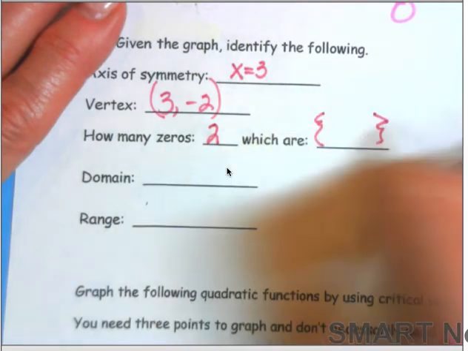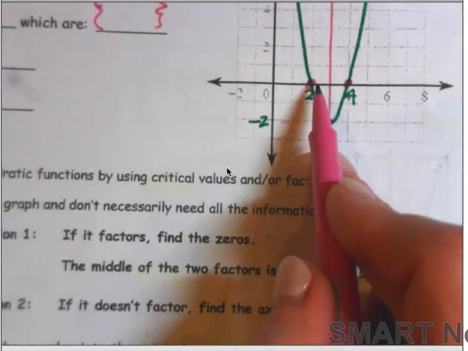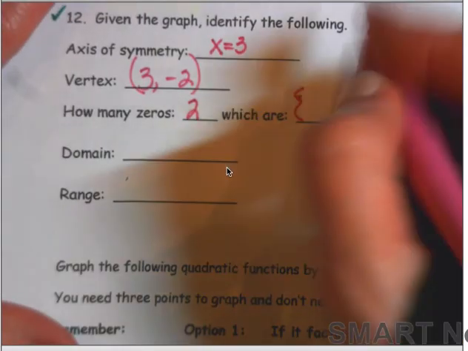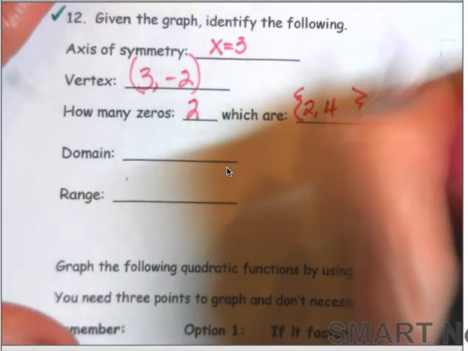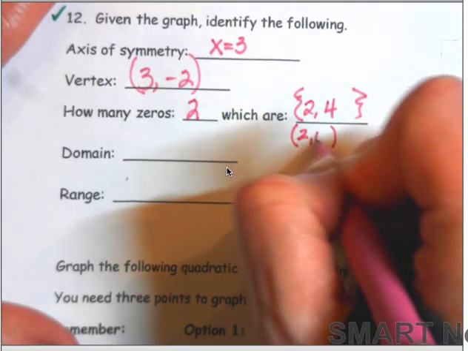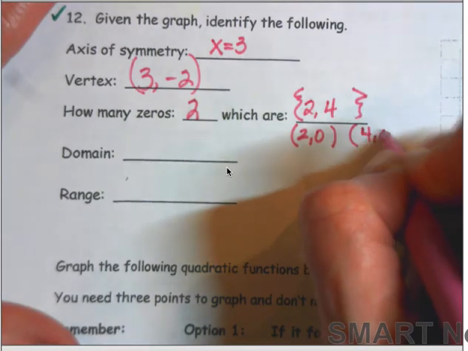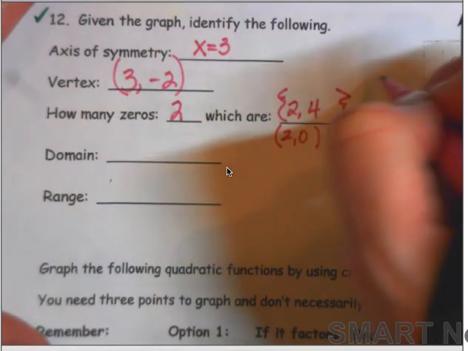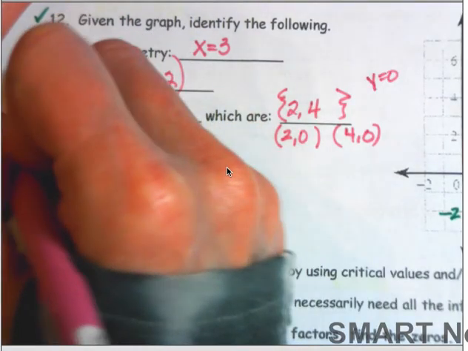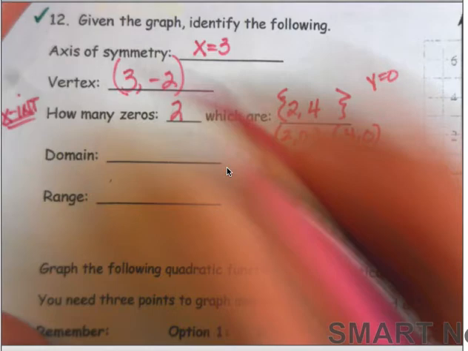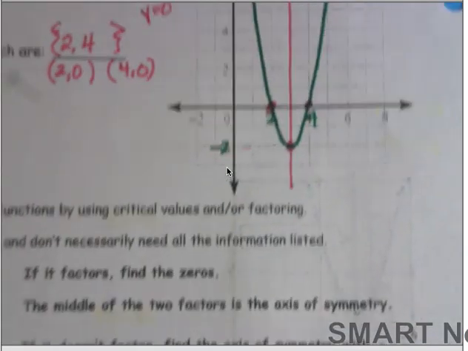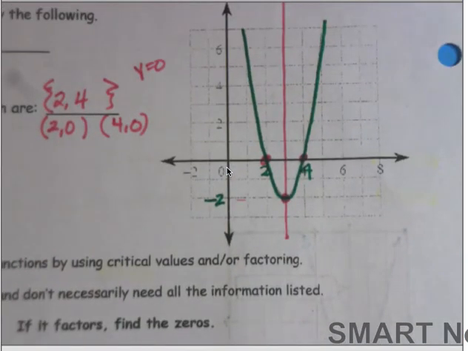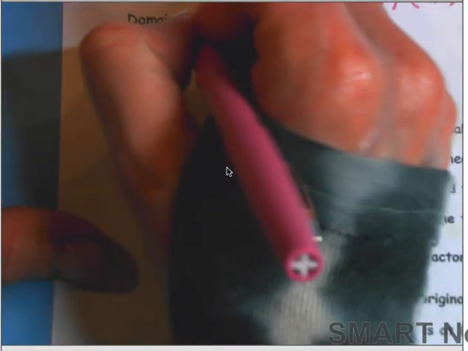And then you're asked to tell, what are the zeros? Well, I'm going to give myself braces to imply a solution set. And my 2 zeros are 2, 4, which implies that this is the ordered pair 2, 0, and that the other ordered pair is 4, 0. So the zeros or roots occur when y is 0 and you're on the x-axis. These are your x-intercepts, just to tie everything together. The domain, as I said before, for the quadratics would be all real numbers. So your domain would be all reals.